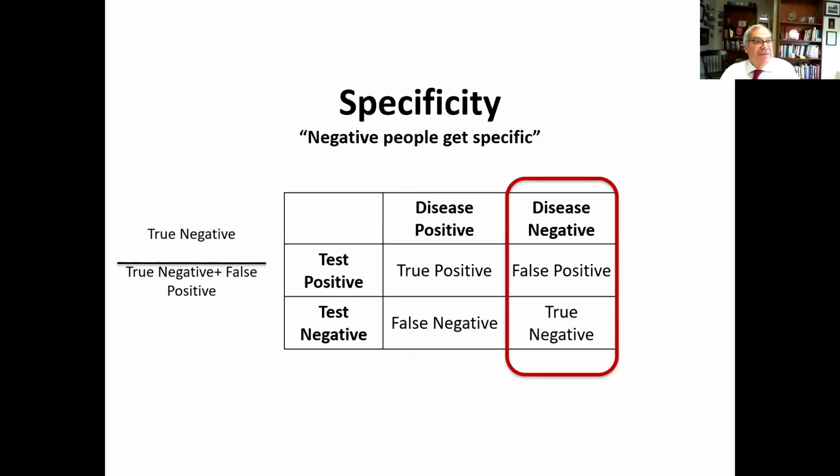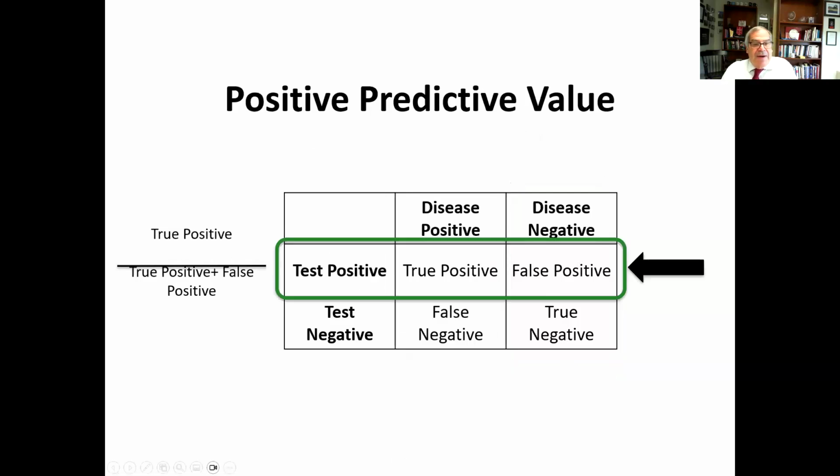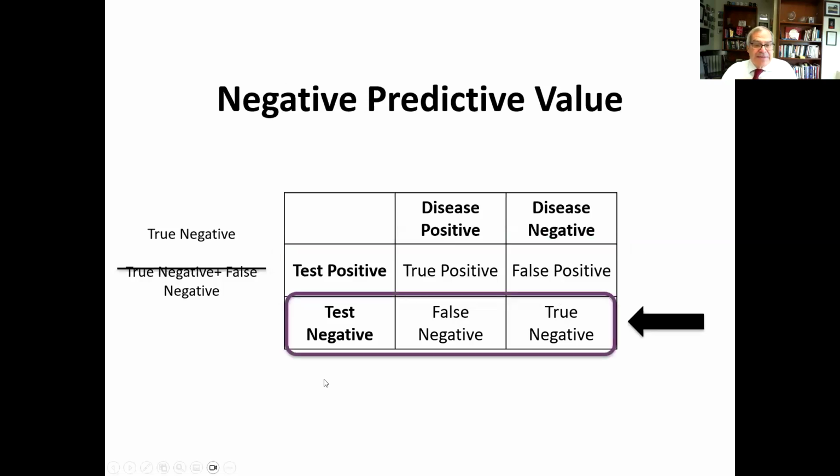Specificity, people that don't have the disease. The people that don't have the disease could test negative, and that would be our true negatives. That's what we want, right? But people that do not have the disease could also test positive, and that would be a false positive. So specificity, people that do not have the disease, could be false positives or true negatives. If we think about our positive predictive value, these are people that test positive, so they could be true positives or false positives. And likewise, they could test negative, and be a false negative or a true negative.